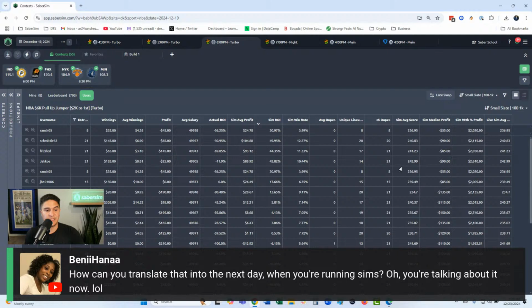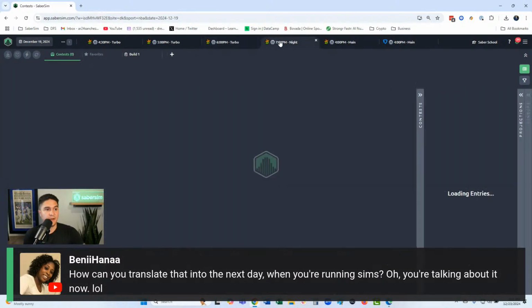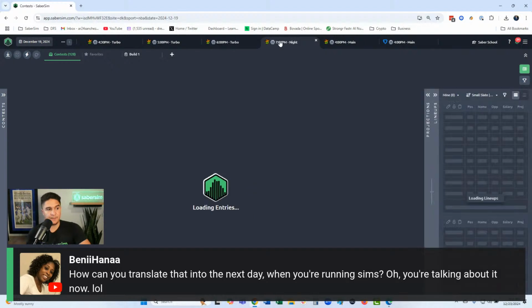Sim average, but good enough sim average score in line with some of these guys. Maybe a little bit low. That's why I'm at like 30. They're at like 40 to 50, but it's okay. I'm satisfied with that. All right, last one for this day.